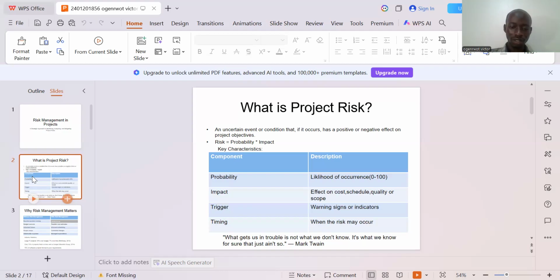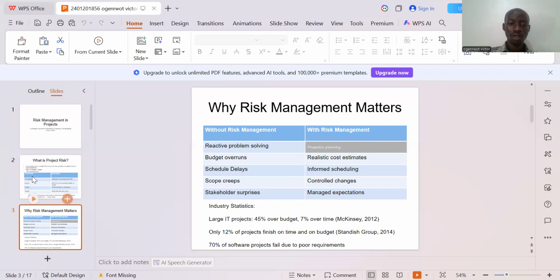Looking at a quote from Mark Twain, it says, "What gets us in trouble is not what we don't know. It's what we know for sure that just ain't so." So that's a very powerful quote we can take from Mark Twain.